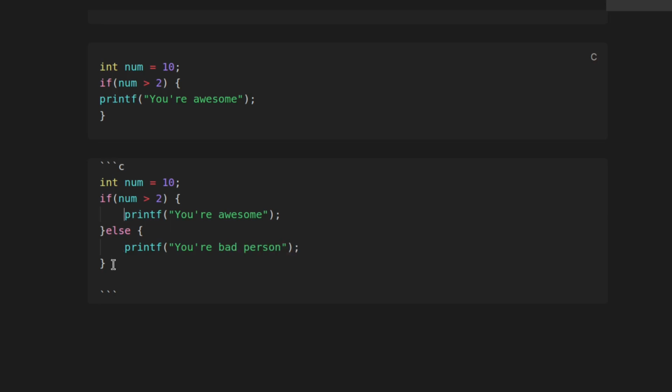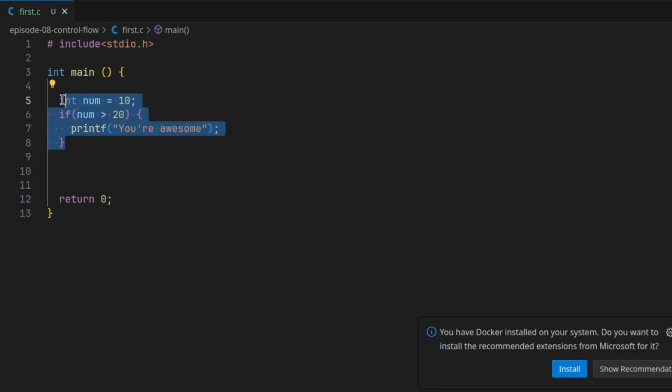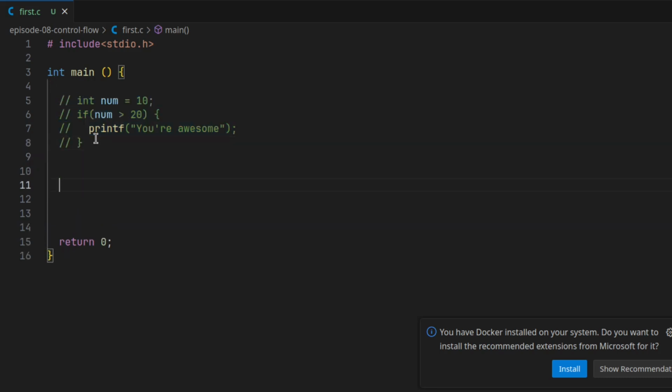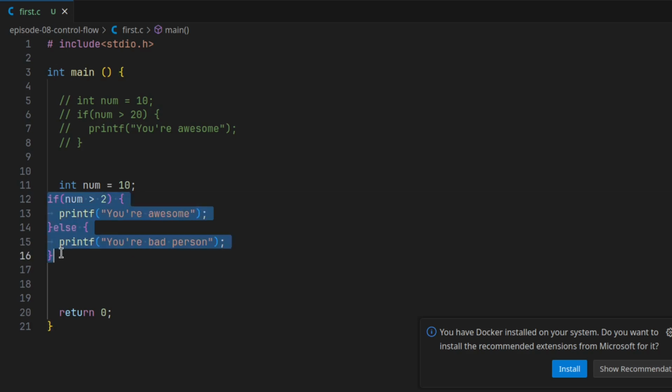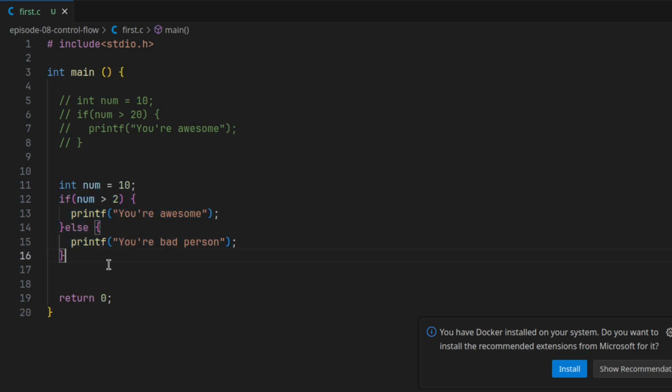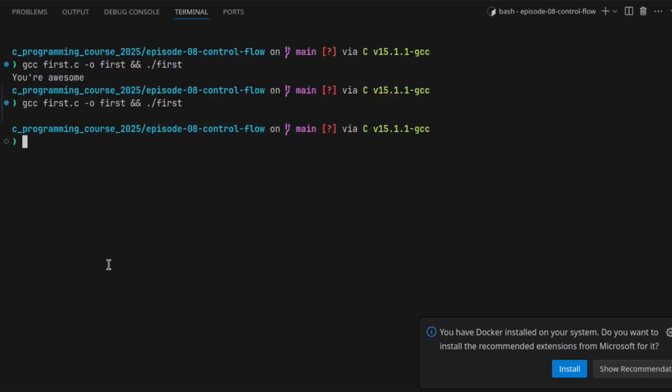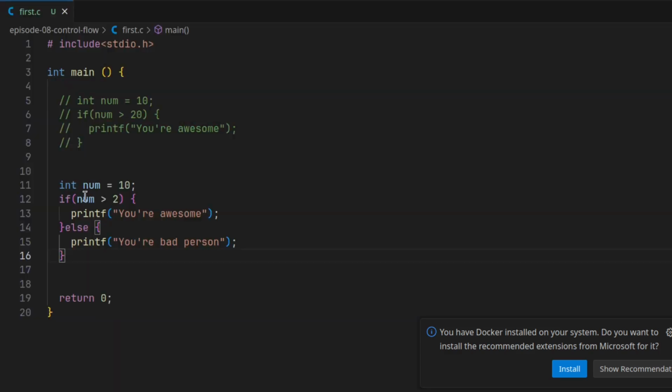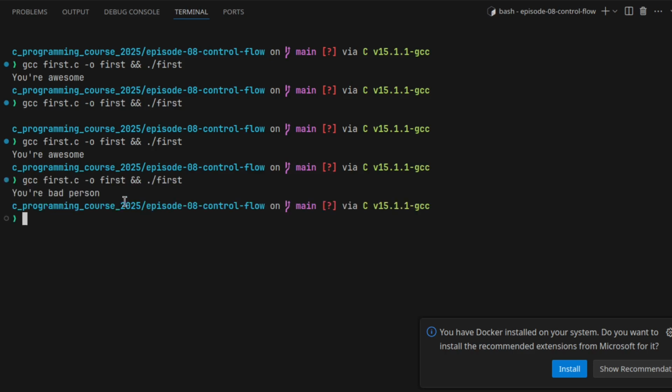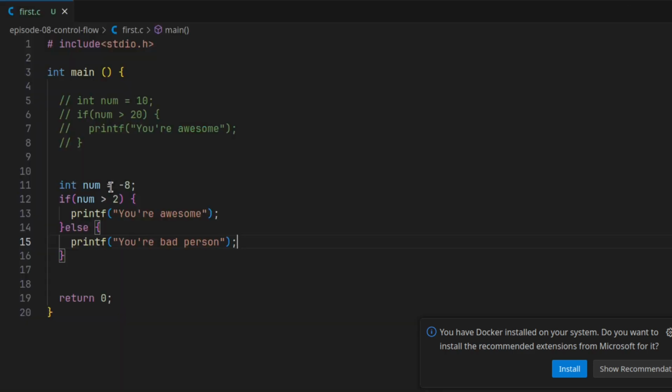Okay, let's also use the same block of code in our VS Code. Let's comment this first code, and okay, all things are going good. Let's press Ctrl S, Command J. "You are awesome." It means the number 10 is actually greater than 2. But what happens if num is minus 8? This number is less than 2. It means this statement never executes, and our print statement on the terminal side is "you are a bad person". Okay, so you can easily understand.